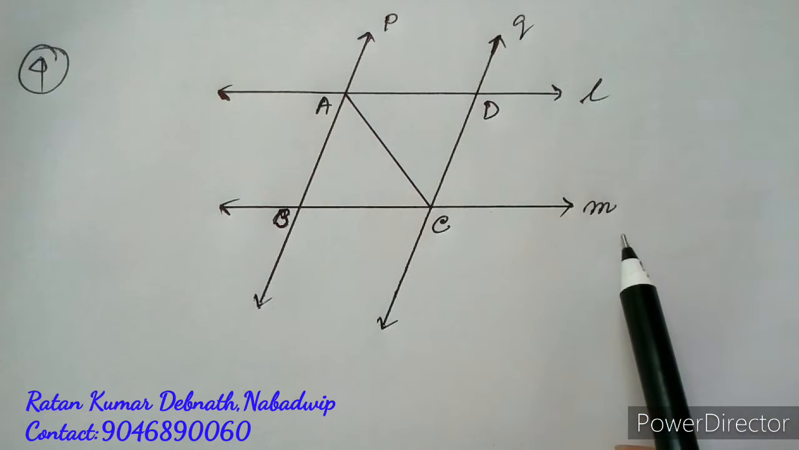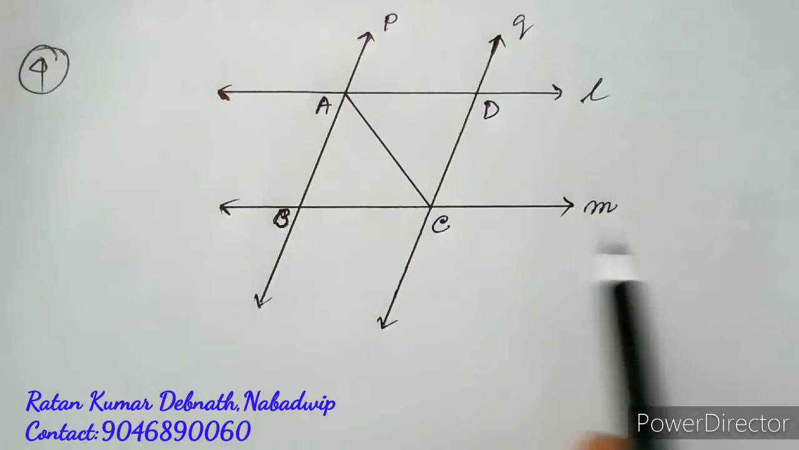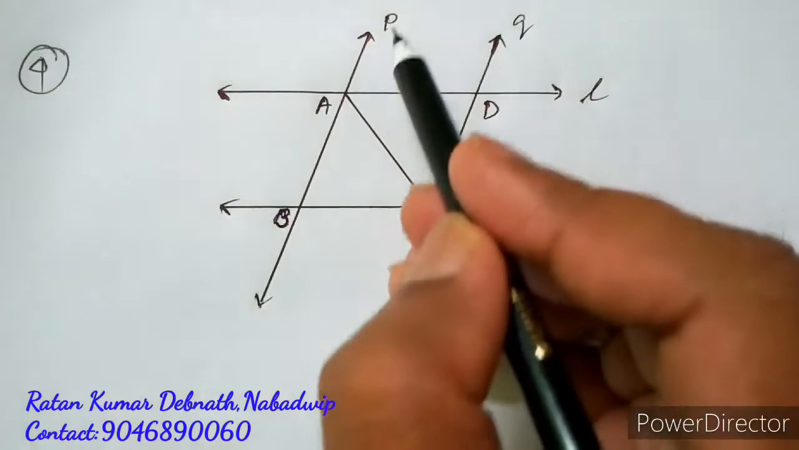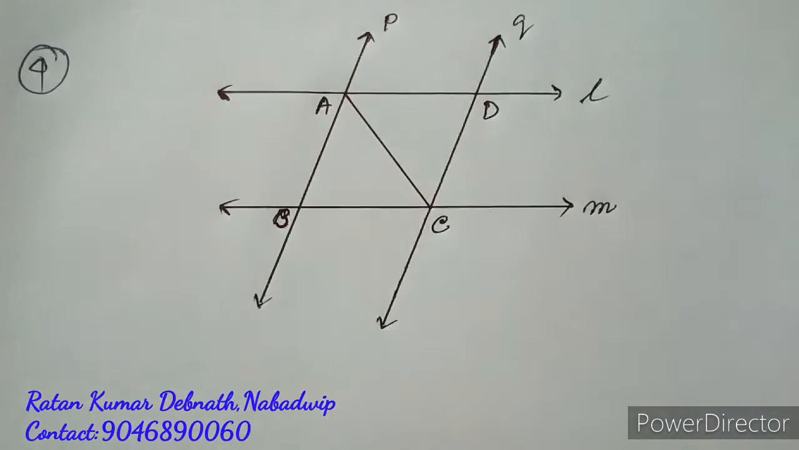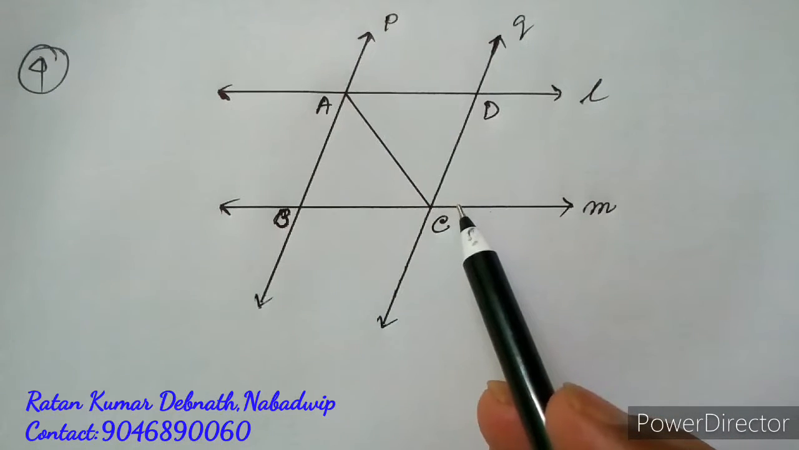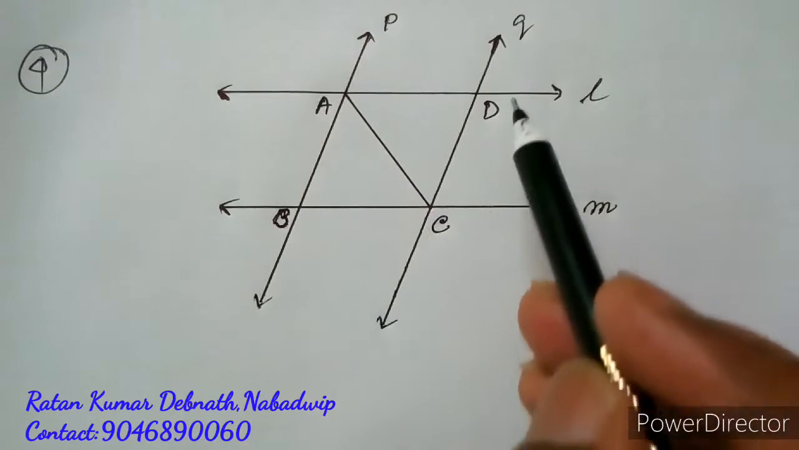L and M are two parallel lines. These two lines are parallel, intersected by another pair of parallel lines P and Q. We have to show that triangle ABC congruent to triangle CDA.